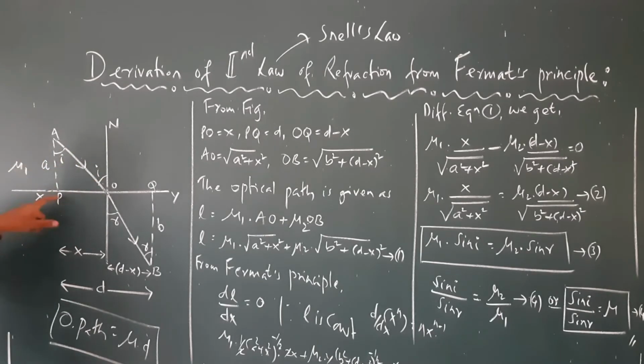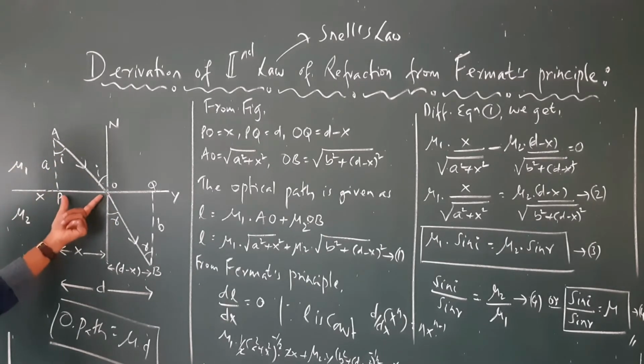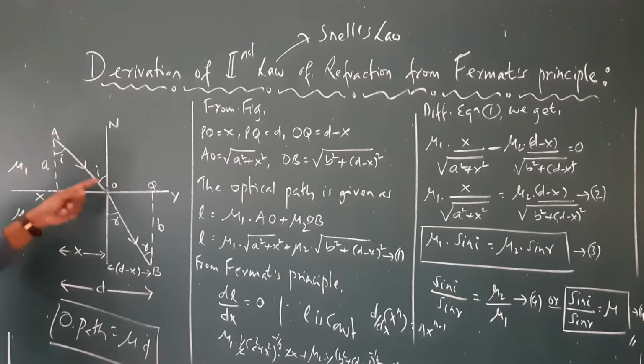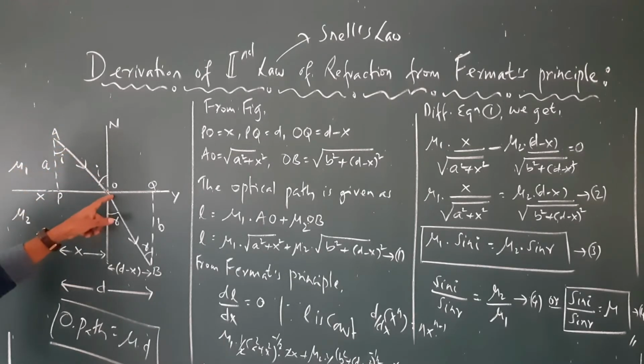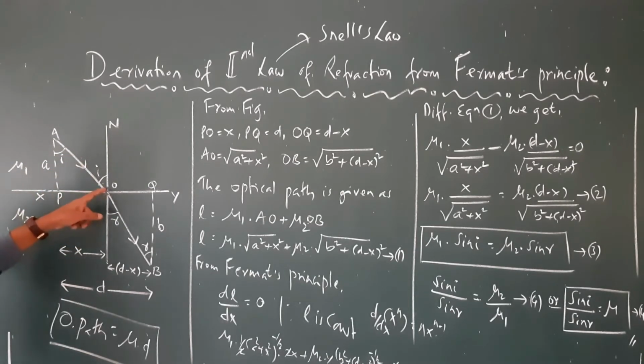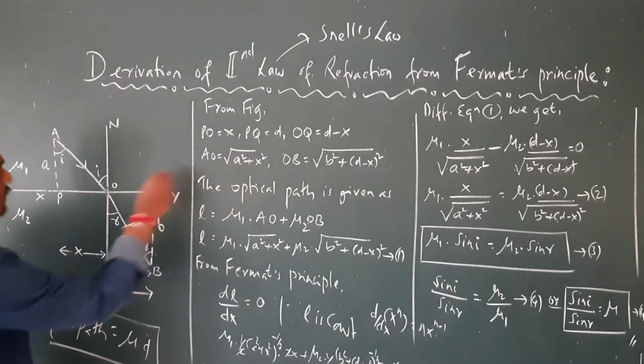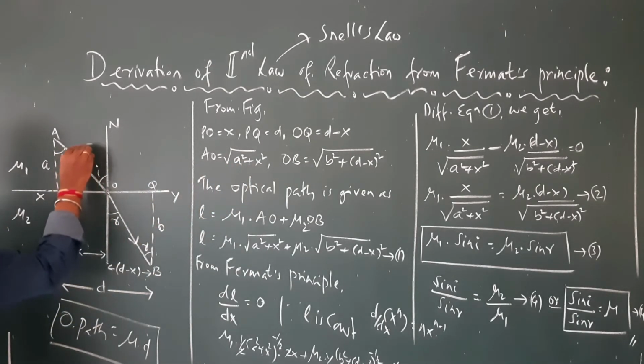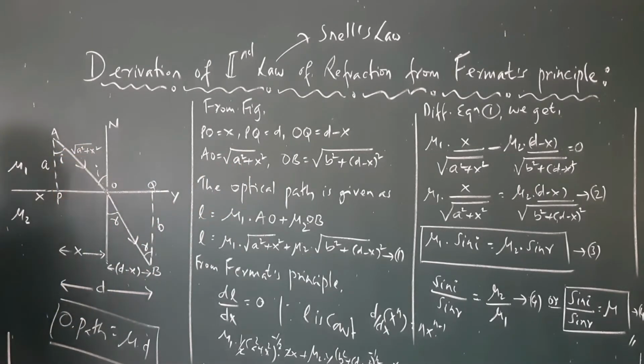So if this is the right angle triangle, if this is the angle I, this is going to be the opposite side. This is going to be the hypotenuse. This is the opposite side. This is the hypotenuse. So this is x. What is this distance AO? It is nothing but root of a square plus x square.